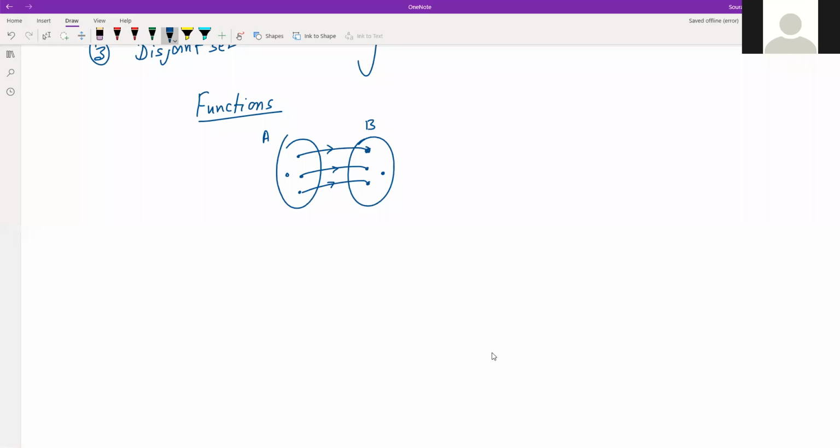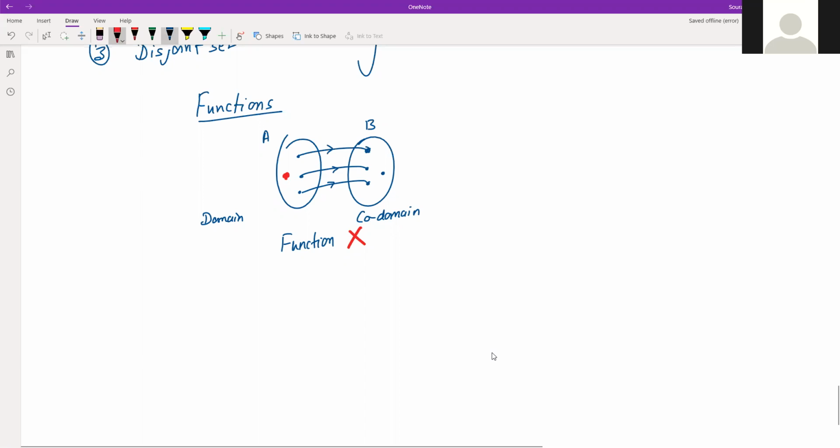This is the first set. This set is called domain, and this set is called codomain. But right now, this is not a function. Why is it not a function? Because of this element which is left here. In a relation, if an element is left, it is still a relation. But in functions, we have seen that every element of the first set must have an image, and here we can see that this red dot has no image. So this is not a function.